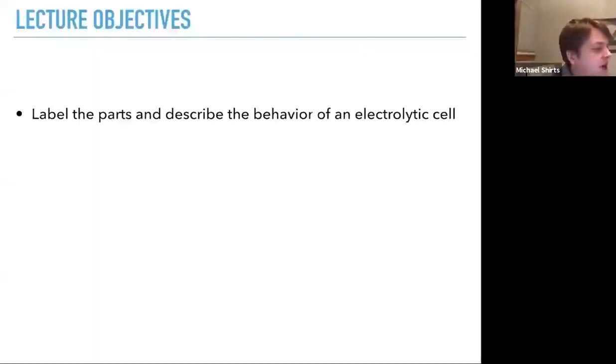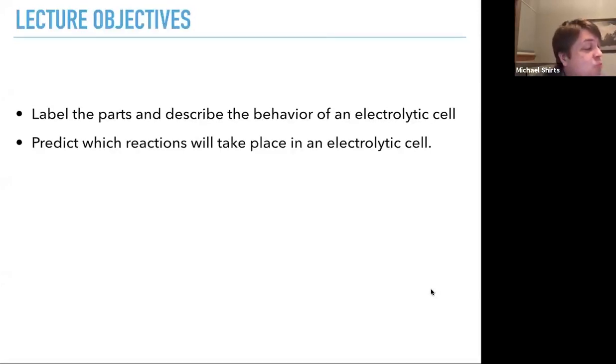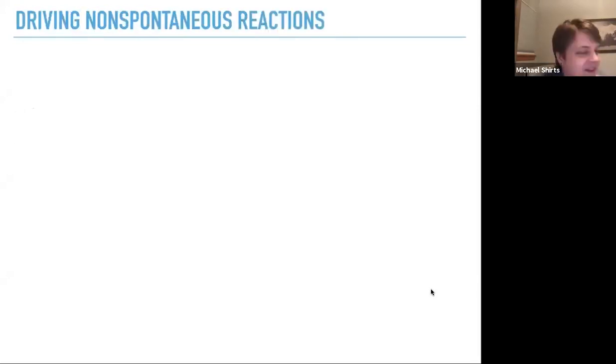So let's look at the specific lecture objectives of this segment. The lecture objectives here are to label the parts and describe the behavior of an electrolytic cell, and to predict which reactions will take place in an electrolytic cell. Okay, so the idea with electrolytic cells is driving non-spontaneous reactions.